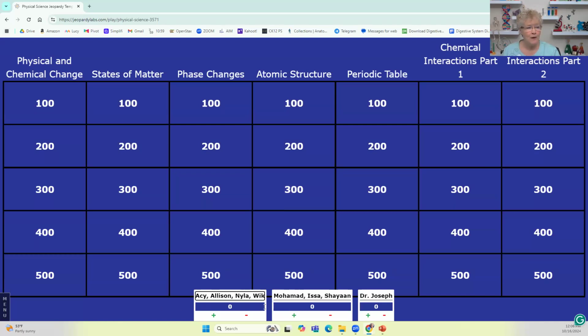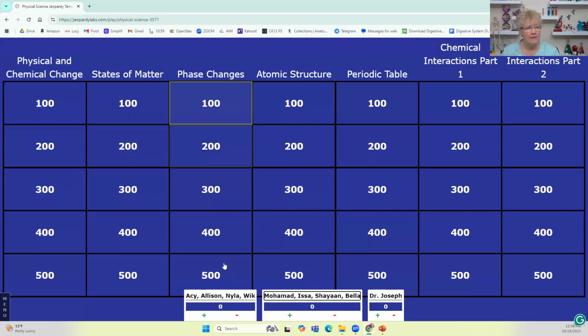So we'll go back and forth. We'll do AC, Muhammad, Allison, Isa, Nyla, Cheyenne, Wick, Muhammad, and then back to the beginning again. And if anybody else comes in, oh, there's Bella. All right, awesome. So let me put Bella here. All right, so Bella will be on team 2. So team 1, team 2, and team 3. All right, anybody have any questions? All right, so we're going to start with AC. So AC, you pick your category and the point value.